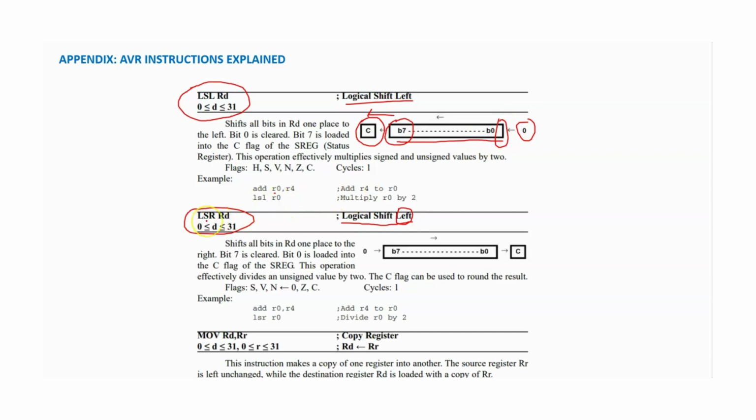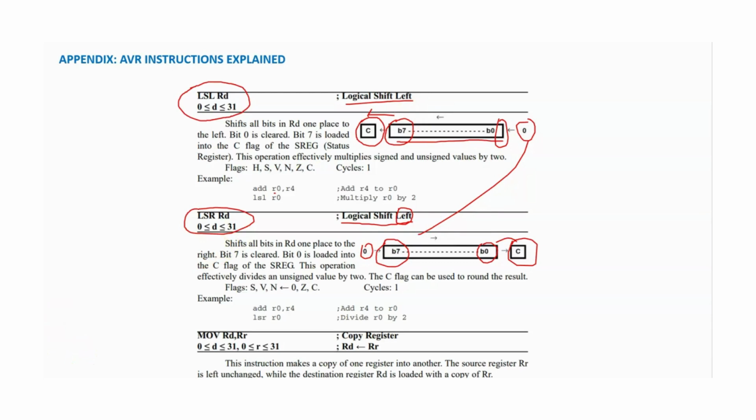Similarly, the logical shift right instruction does it in the opposite direction, that it moves all the bits towards the right, and the least significant bit is copied to the carry flag bit of the status register. This will be utilized for further logic. This is important to note. All other bits are shifted right such that the most significant bit, which is B7 of the register, is now filled with 0. It is the same as we did in the left shift operation. So these are two instructions.